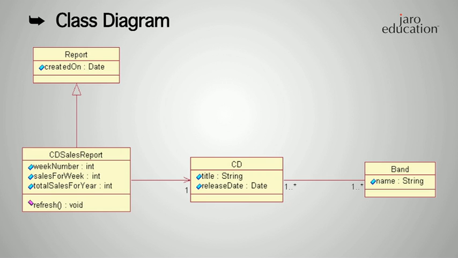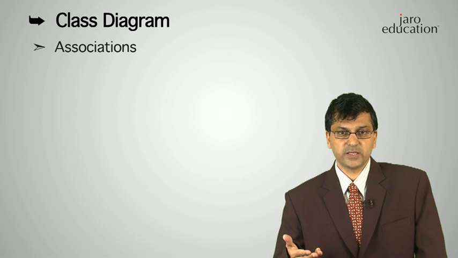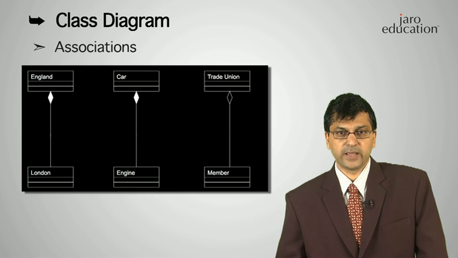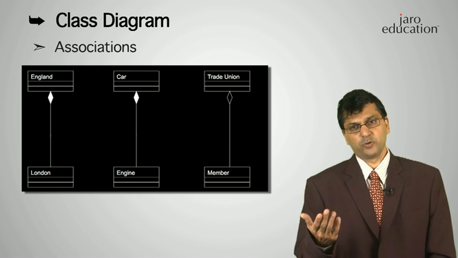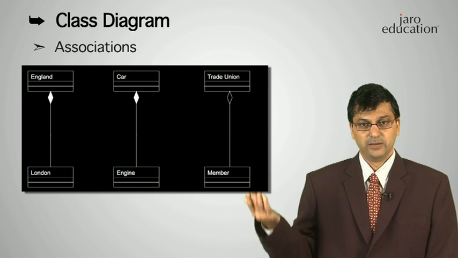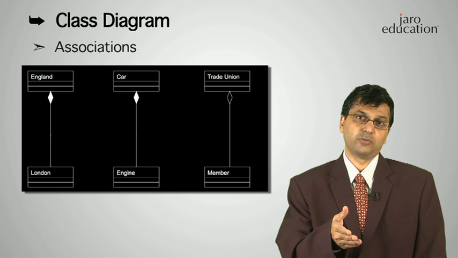And there is inheritance between report and sales report, CD sales report rather. This is a very hypothetical scenario. This is not an actual thing. I'm just showing this to demonstrate how a class diagram may look. We've already seen this about associations, that there can be association. The previous slide was showing you association between a CD and bands. We spoke about this earlier also.